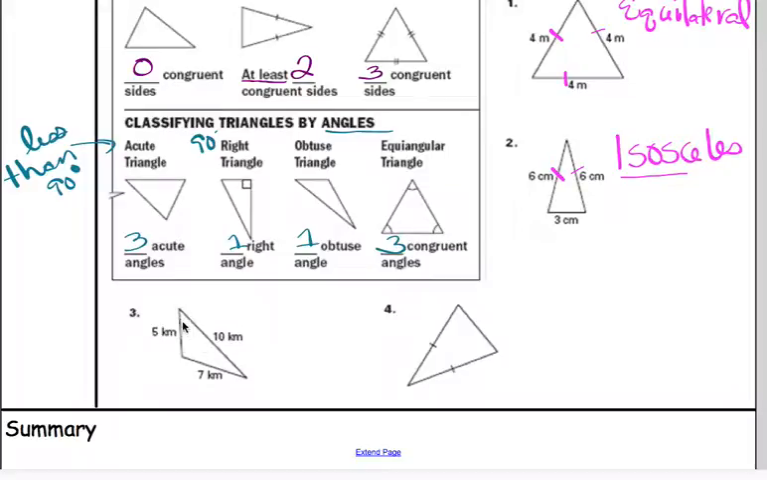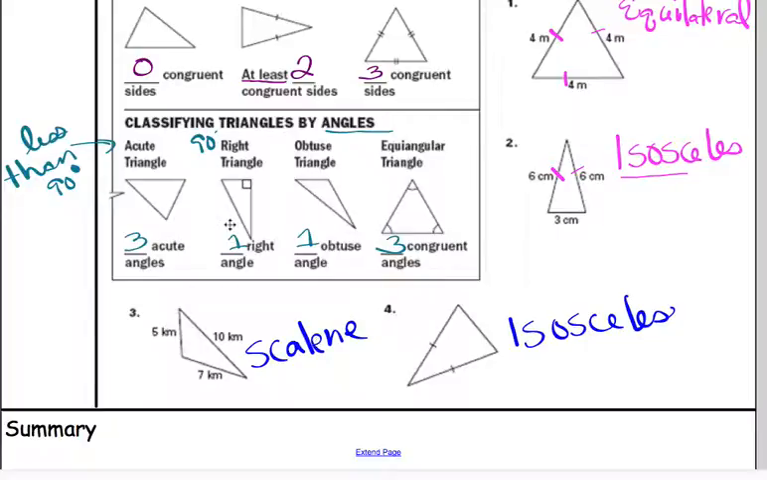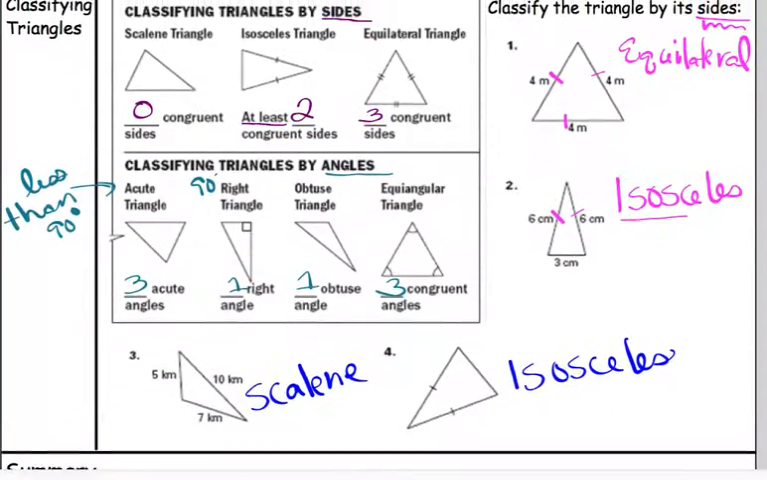Number 3, based on the sides, one has 5, one has 7, one has a 10 on it. None of them are the same. This is scalene. And number 4 has 2 congruent markings, so it is isosceles. So that's naming them based on their sides, how you would name these triangles. But remember, they might ask for sides, they might ask for angles. It depends.